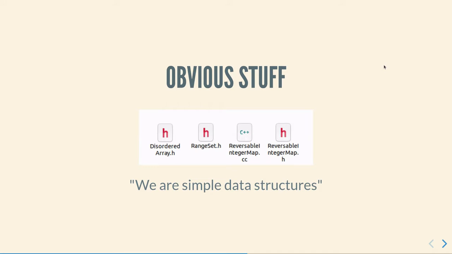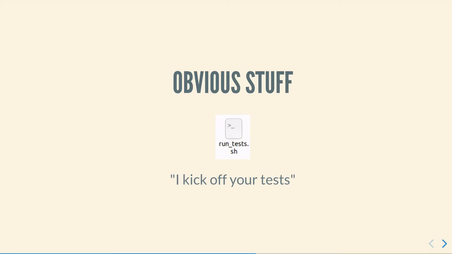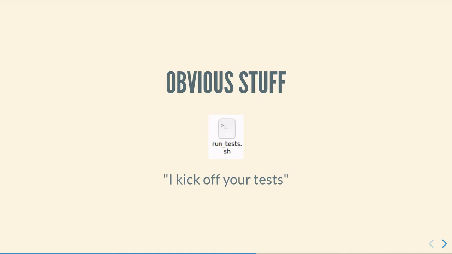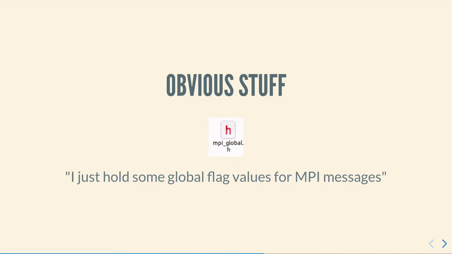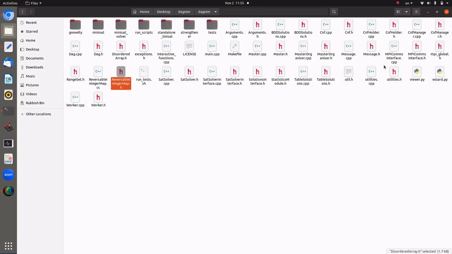Okay, so this is the dumb stuff. We have disordered array, range set, and reversible integer map. These are simple data structures. They're used wherever they are for whatever purposes as you please, so you don't need to worry about them too much. Run tests.sh kicks off your tests. There's another one here called MPI global.h, so let's turn to that.